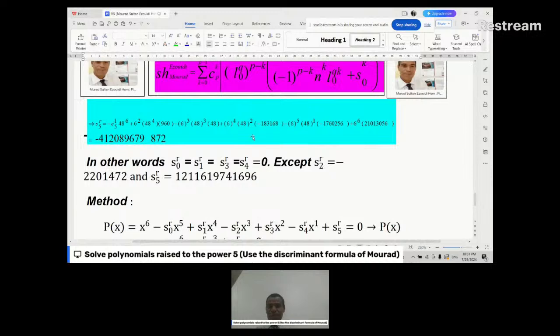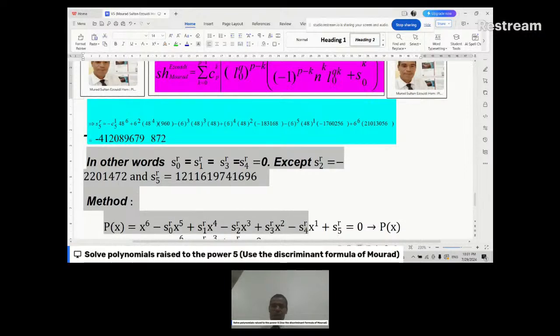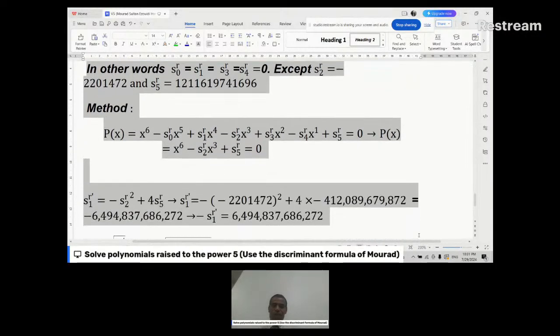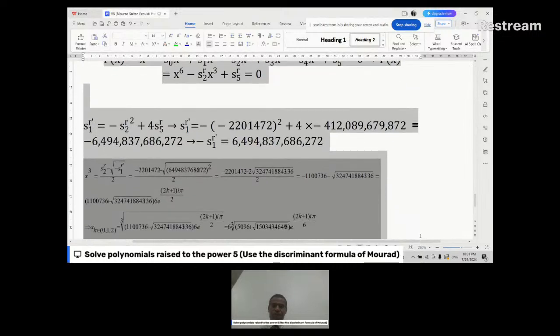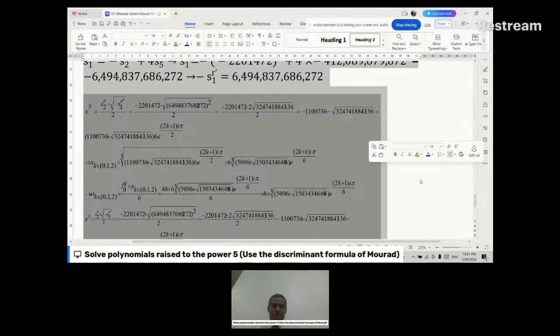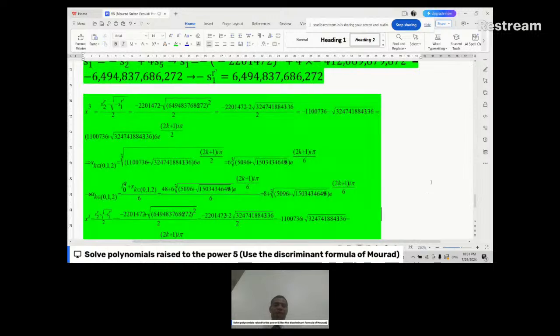Now learners, we just calculated the value of S5. We got negative 412,289,679,872. Okay, this is S5. Now I'm going to write my own polynomial, learners. Just a moment. Green is better.